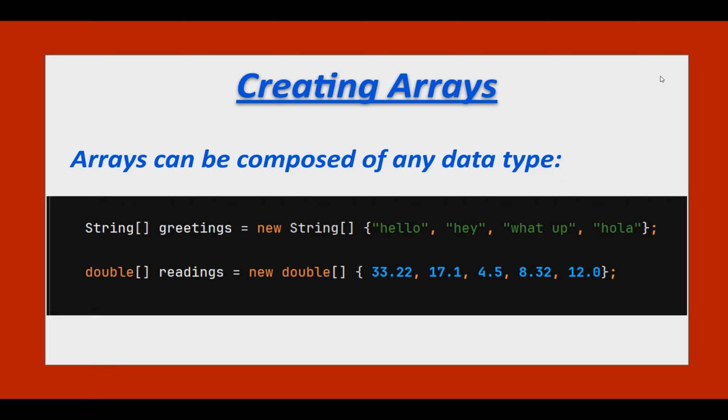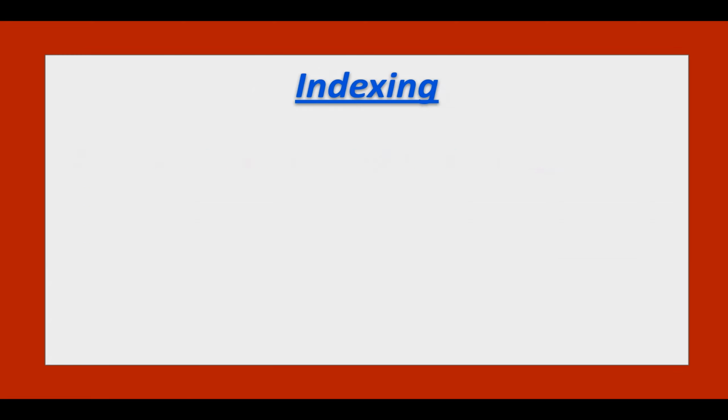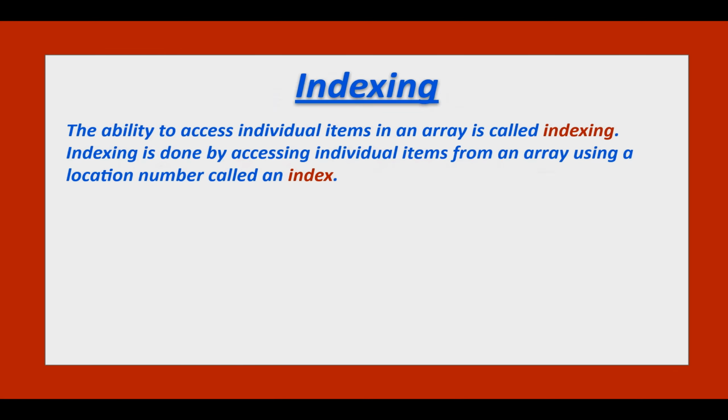And the array will be a collection of individual pieces of that data type. Let's go into this amazing topic called indexing. And what is indexing? A very important topic in programming. It is the ability to access individual items in an array. That's called indexing. Indexing is done by accessing individual items from an array using a location number called an index.